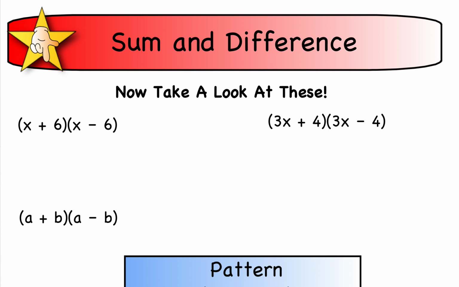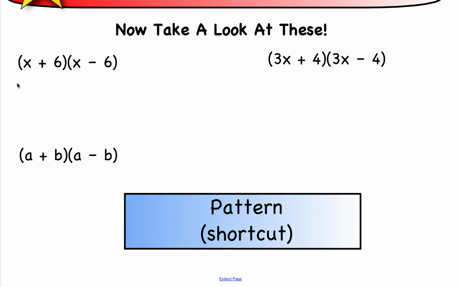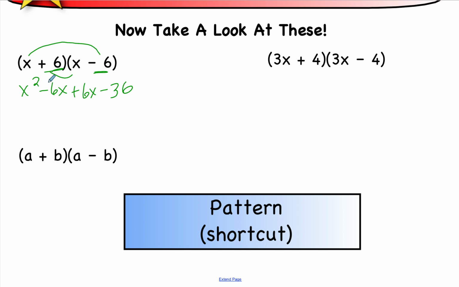Sum and difference. So now take a look at these products where we don't have something squared, but we have almost the same thing, but the signs are different. So what happens when we do this? Well, the first terms, when we use FOIL, give us x squared. And the outside term gives us minus 6x, so keep track of your signs here. The inside is plus 6x. And then the last terms, a plus 6 times a minus 6 is a minus 36. And look what happens to these x terms. Plus 6x and minus 6x drops out. So we're just left with x squared minus 36.